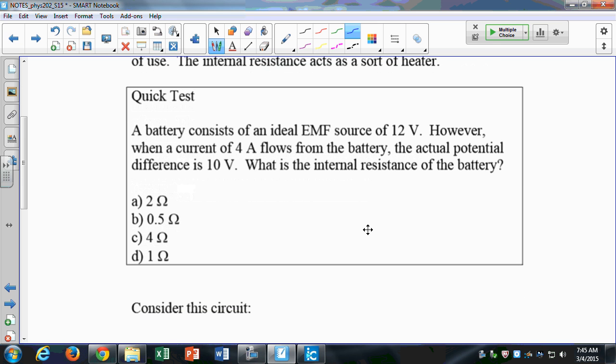Let's try this quick test. A battery consists of an ideal EMF source of 12 volts. However, 4 amps flows from the battery, and the actual potential difference is 10 volts. What is the internal resistance of the battery?